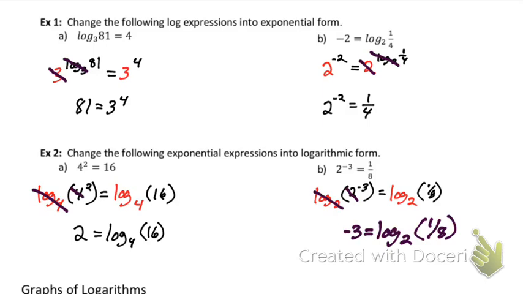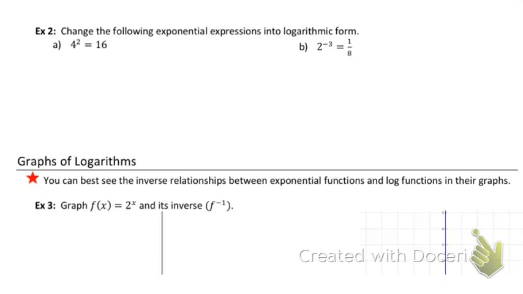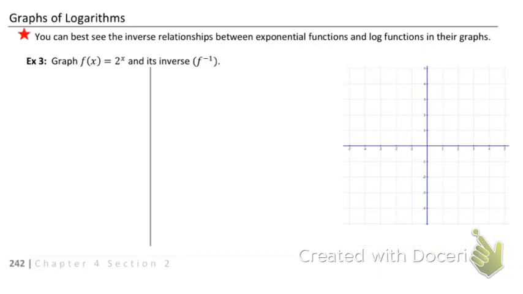All right, the next part we're going to talk about is how to graph a logarithmic function. And we're going to start off with the fact that I'm going to start with 2 to the x. I'm going to graph 2 to the x, and then I'm going to graph its inverse. The inverse of 2 to the x should be a logarithm, because an exponent's inverse is a logarithm. A logarithm's inverse is an exponential function. So let's first graph this f of x equals 2 to the x.